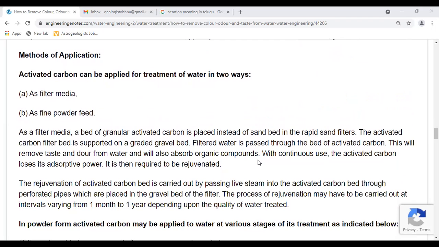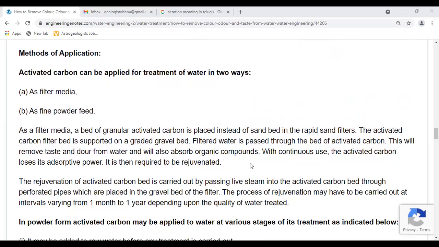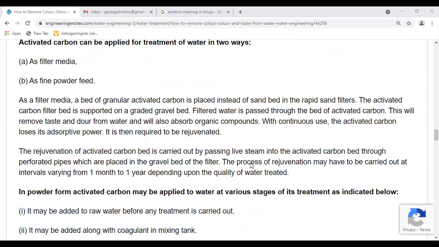Activated carbon can be applied for treatment of water in two ways: as filter media and as fine powder feed. Here, as a filter media, a bed of granular activated carbon is placed instead of a sand bed in the rapid sand filters. The activated carbon filter bed is supported on a graded gravel bed. Filtered water is passed through the bed of activated carbon.